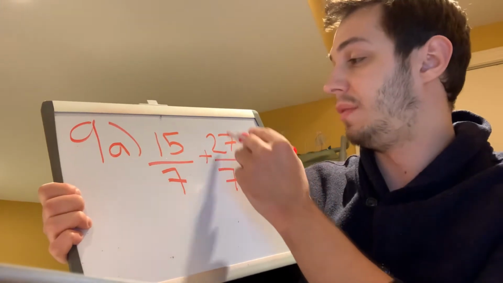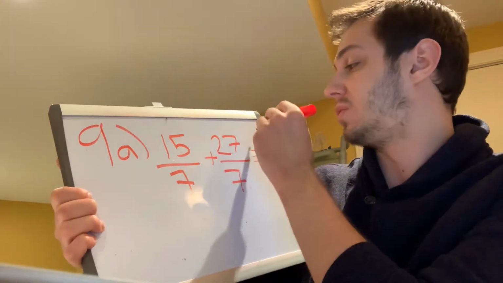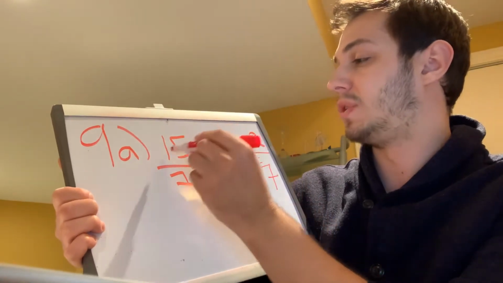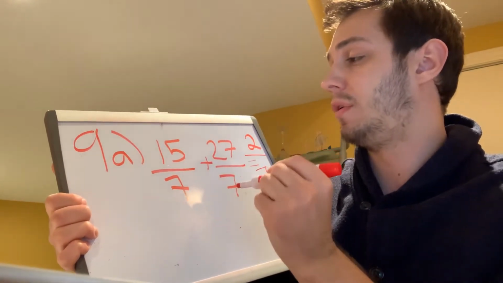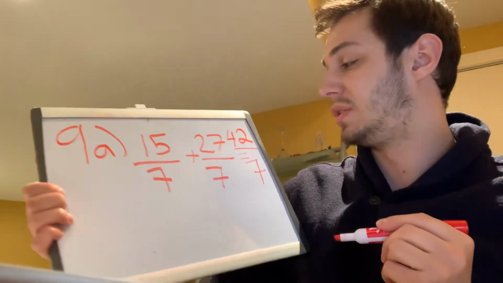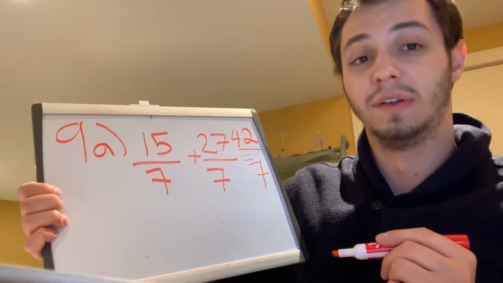Right, so 7 plus 5 is 12. And then 2 plus 1 plus the one we carried over will give me 4. So my answer is 42 over 7.